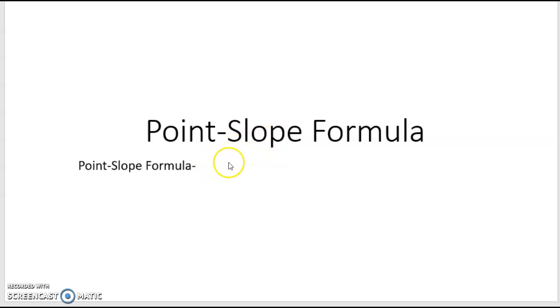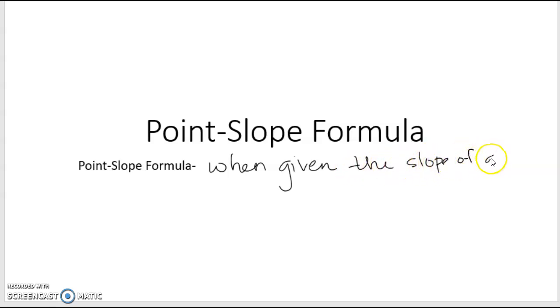In algebra, we have something called point-slope formula. Point-slope formula is pretty much as simple as it sounds. We use this when you are given the slope of a line and a point on the line.